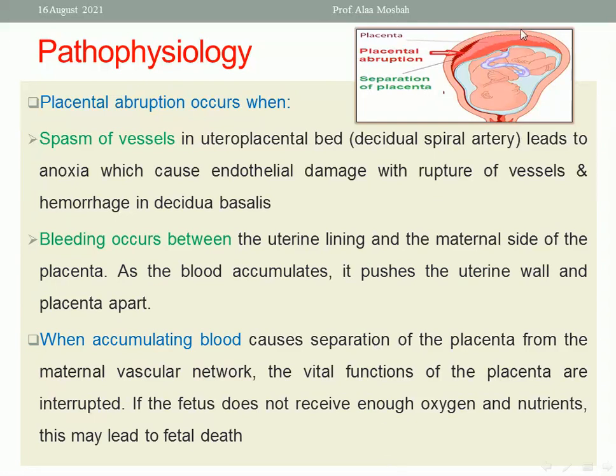Of course, when there is damage of this vessel and occurrence of hematoma and separation of the placenta from the uterine wall, the placental circulation is affected, and as you know, the placenta is the source of nutrients and oxygen to the baby. So up to a certain level, the baby cannot tolerate it and fetal demise will occur. It is said that if 50% of the placenta is separated or more, surely the baby will die. Okay.